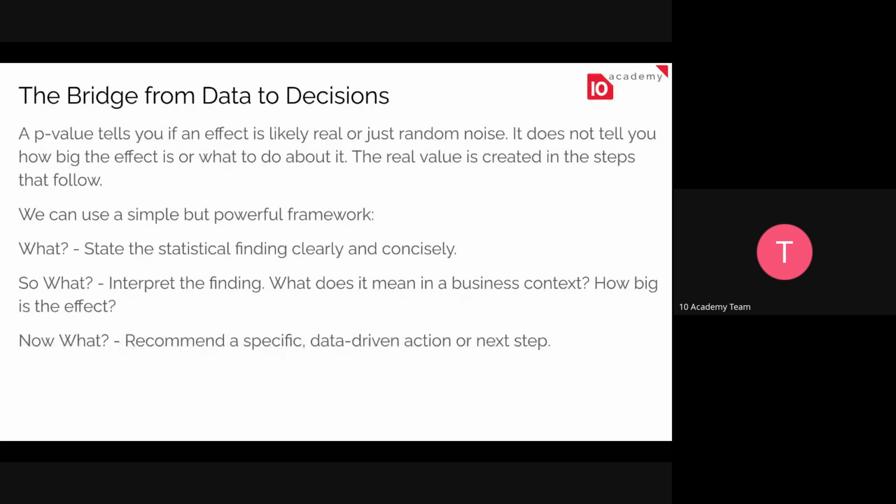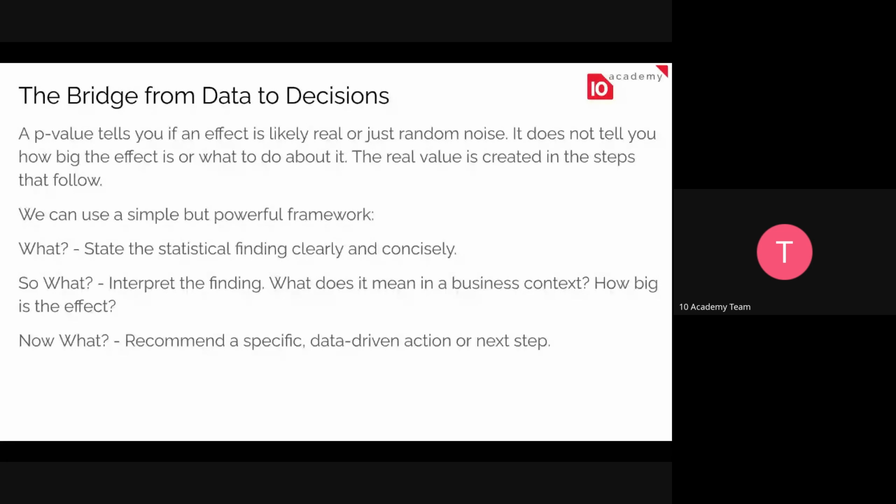And then, of course, the last part, which is equally important, is now what? So you have found a result, you have interpreted the result, and then what? So you have to come up with a recommendation. So that's what we mean by having these three components, that is what we mean by data-driven decision making. You have the data, you have the analysis, and you have the interpretation, and then you have the recommendation that's going to help with the decision making.